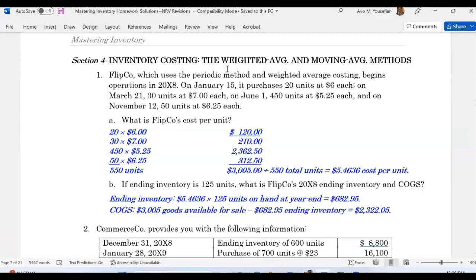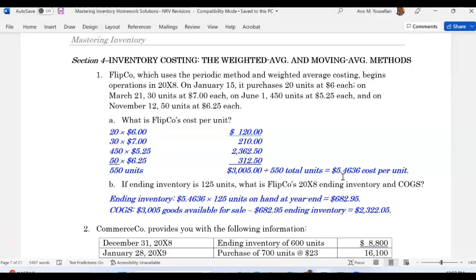Because it's a periodic method, we are doing weighted average. So what we are going to do is just multiply number of units that we purchased by dollar amount that we paid, and we get the total cost at different times, different layers of purchase. So we add them up. We see at the end we have $3,500 cost, and we have 550 units total. So divide that, and you get $5.46.